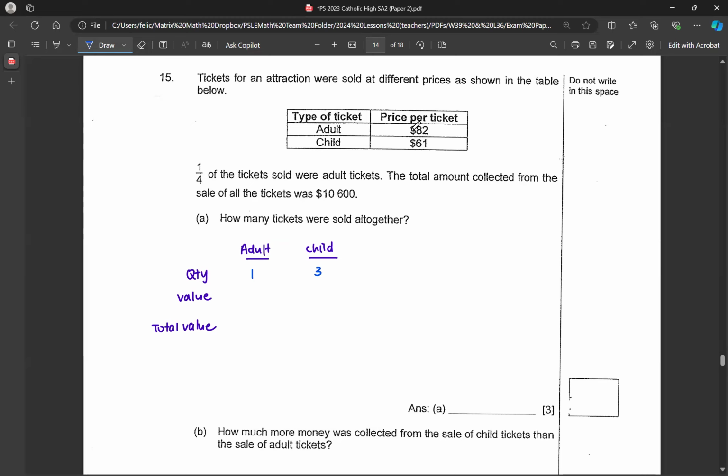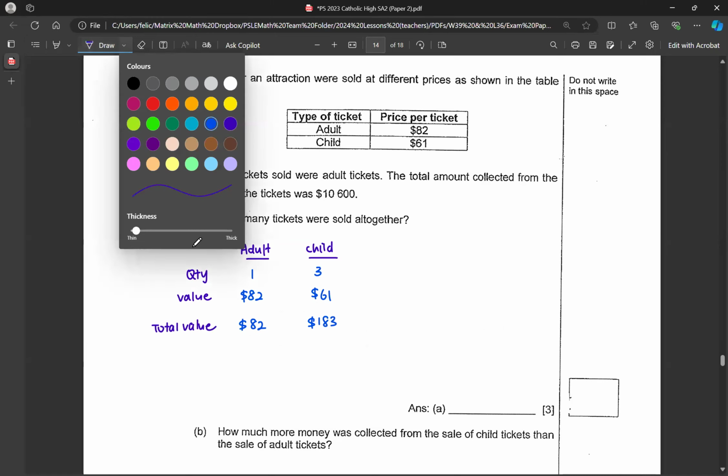Value means per person. Look at the price here, just copy that down. Total value, just do the multiplication. You have $82 here. This one will be $183 here. So I get 61 times 3 children, and 82 times 1 adult. So this is your one group, one set.